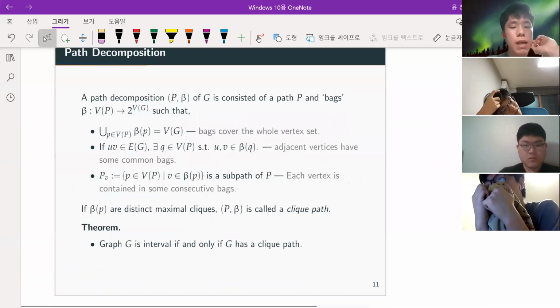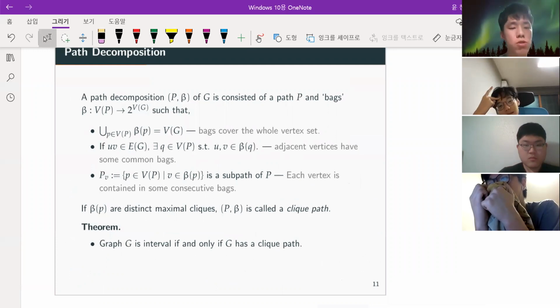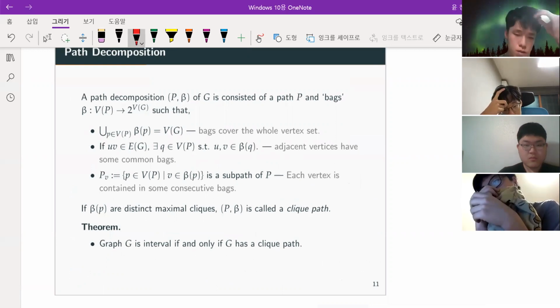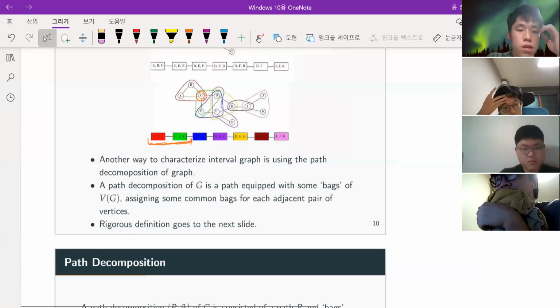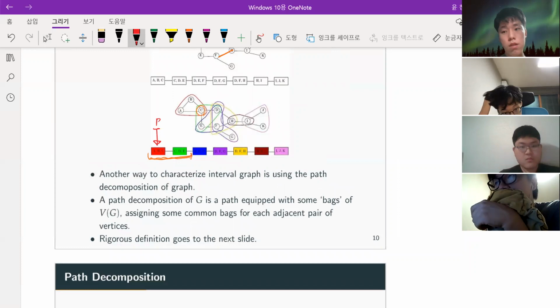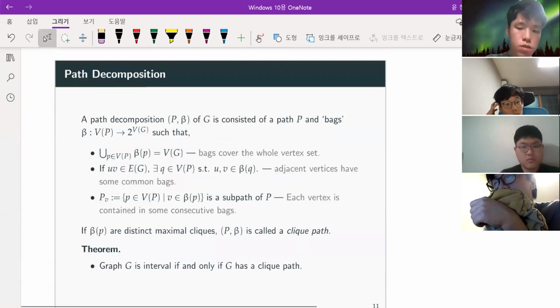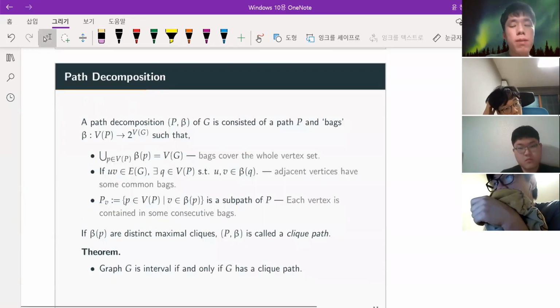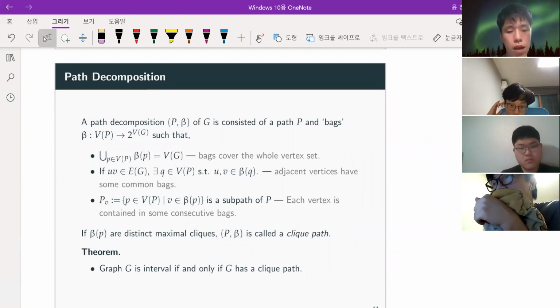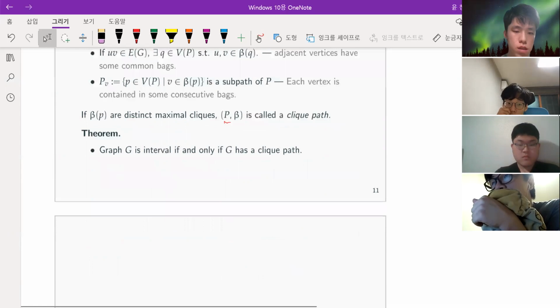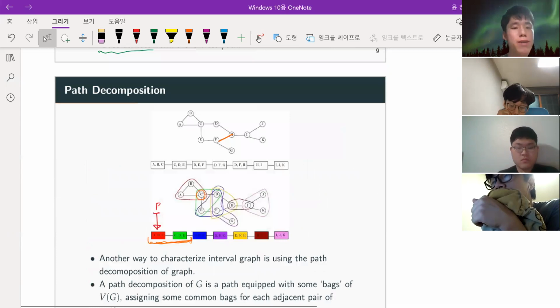To talk rigorously, it appears like this, but we don't pay too much attention to the formal description. Just notice that beta P is the corresponding bag to the vertex p in P. If beta P is a distinct maximal clique for every p in the path P, then P with beta is called a clique path or clique path decomposition. A well-known theorem is: graph G is an interval graph if and only if G has a clique path decomposition. Both properties are used in the paper, but I think we're going to use the first one in our lecture today.